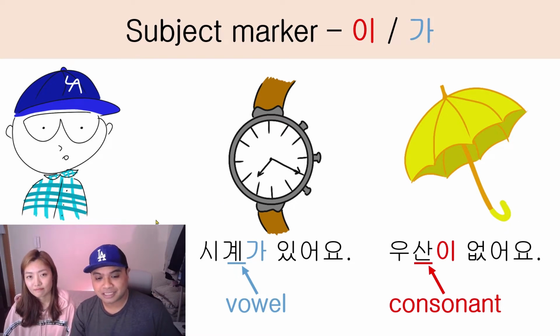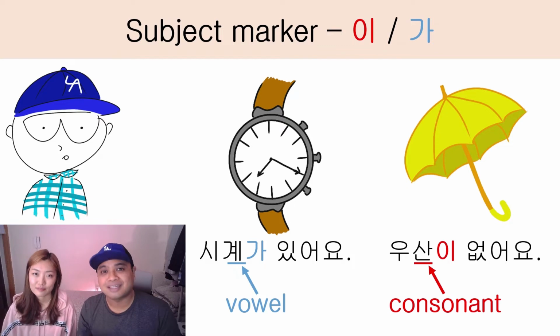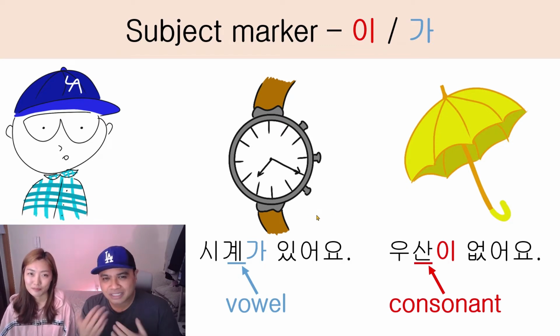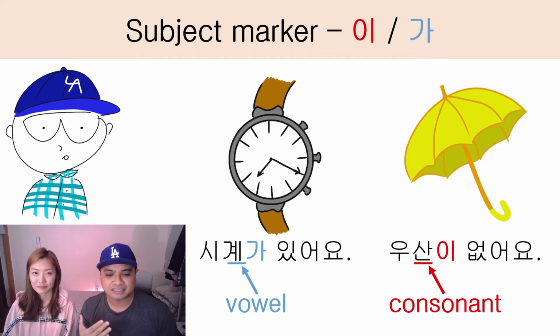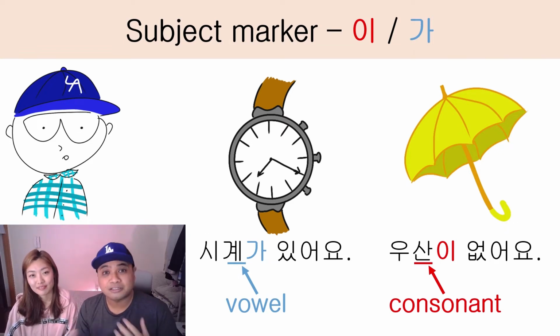For example, if you try to say 우산가, it doesn't really roll off the tongue, right? It's so much easier to say 우산이. If you try to say 시계이, it doesn't really roll off the tongue either, so you have to say 시계가. You're trying so hard to say 시계이. So really, try to use other objects and try to figure out which one is 이 or 가, because it really just flows out of your mouth easily.